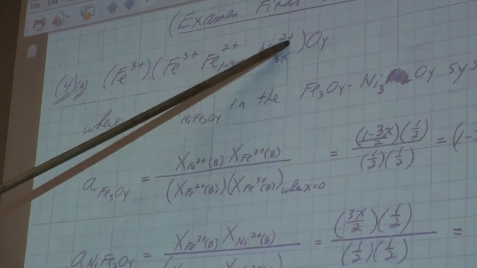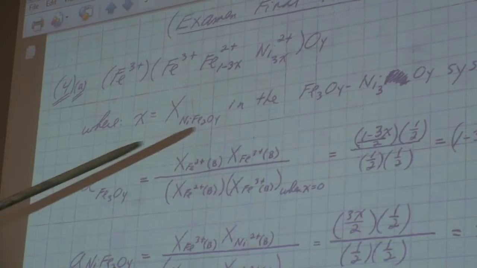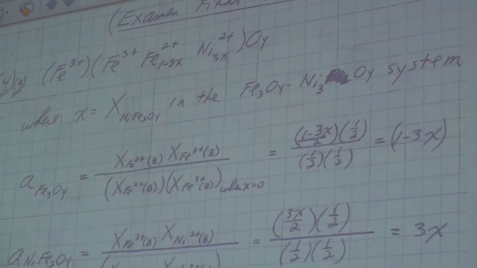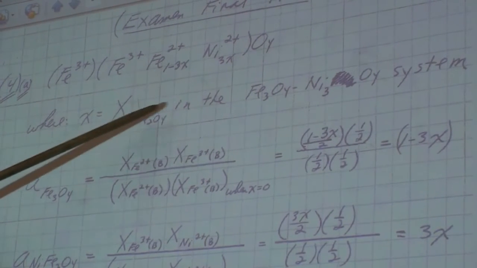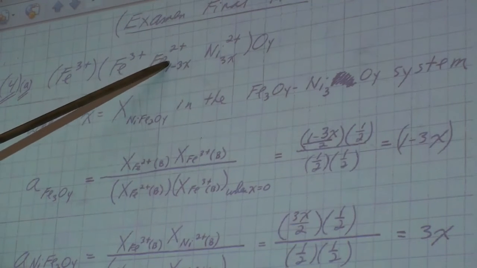And why did I write 3x? Because x is going to be the mole fraction of NiFe2O4 in this overall system. If you want, x was the x-axis in that phase diagram. Okay, when x is equal to 1/3, you've got f, this is equal to 0.